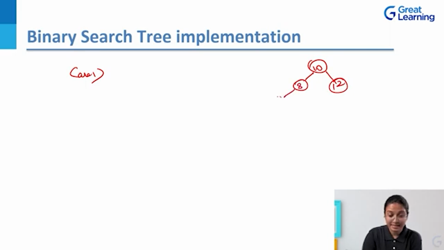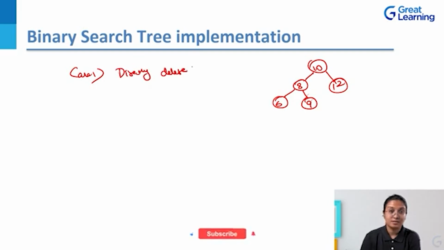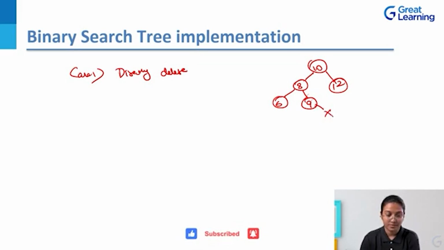This is 8. Again, whatever is less will be here, whatever is greater will be here. So if you're taking this as an example, the case 1: if you want to delete 9, what case 1 states is directly delete. Need not do anything. Go to that node, if you want to delete 9, get to it and delete, right?